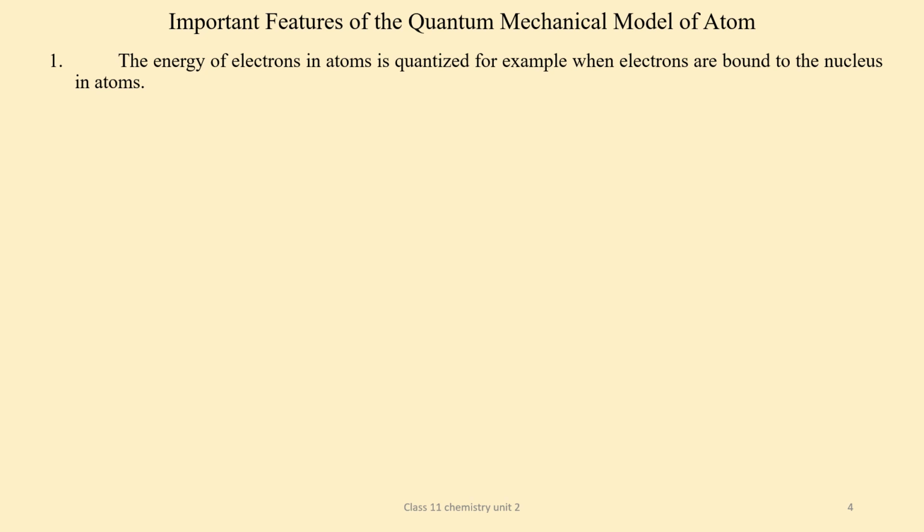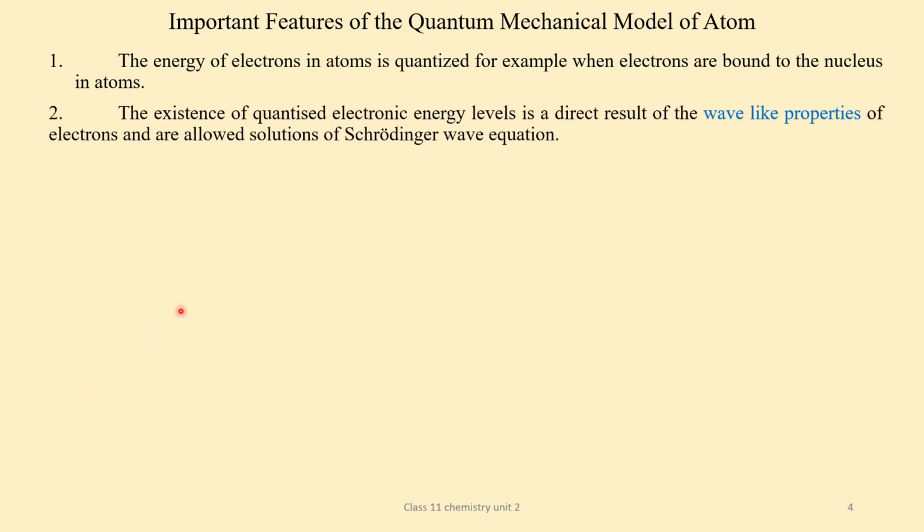Point number 1. The energy of electrons in an atom is quantized, for example, when electrons are bound to the nucleus in atoms. That means the energy of electrons is quantized when the electrons are bound to the nucleus in the atom. Point number 2. The existence of quantized energy levels is a direct result of the wave-like properties of the electrons and are allowed solutions of the Schrodinger wave equation.